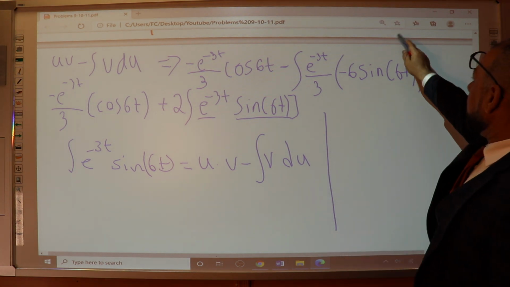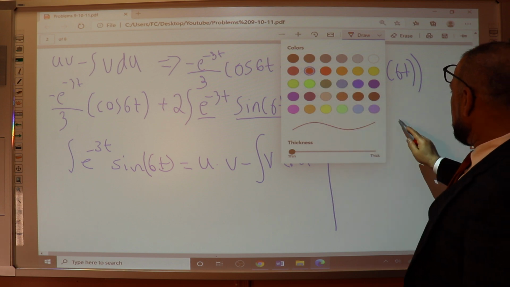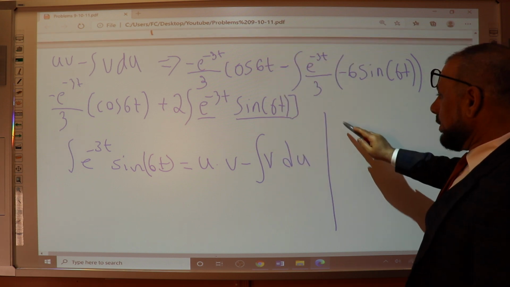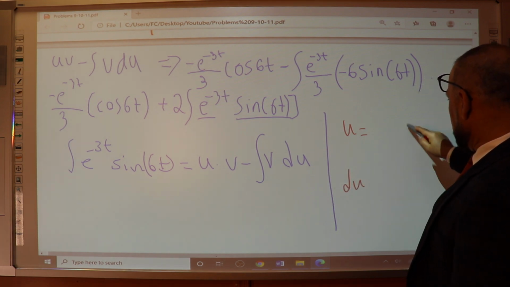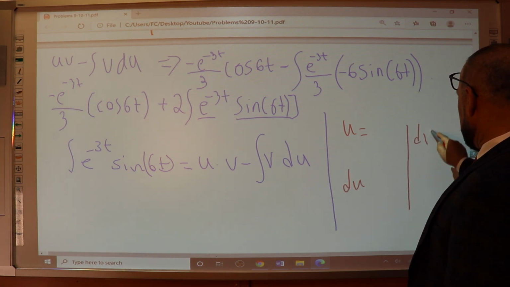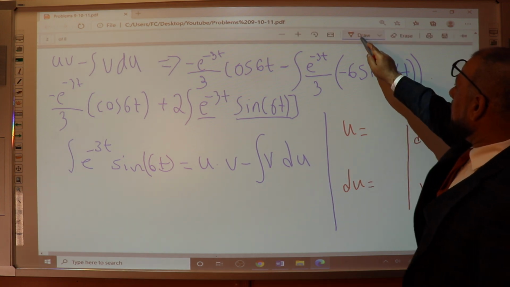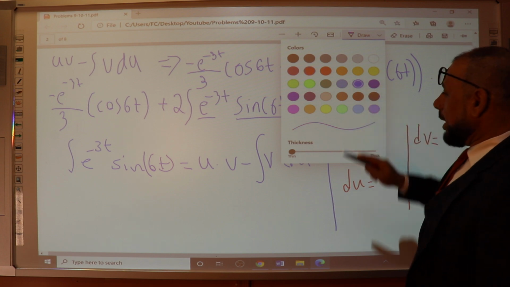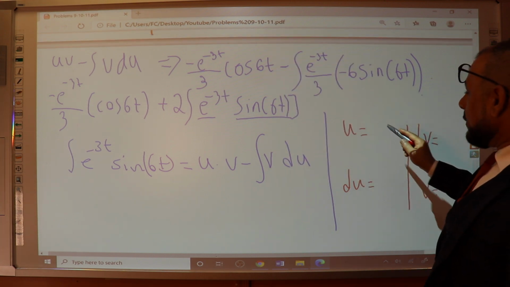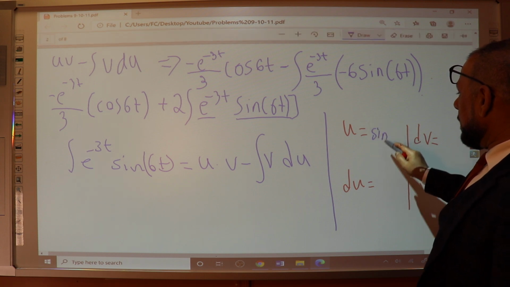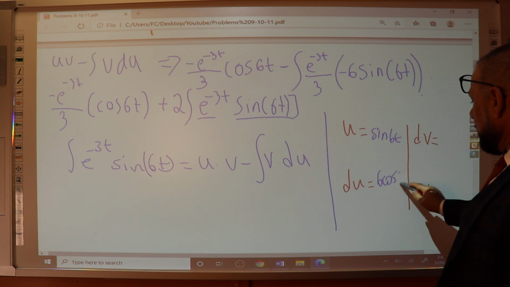On the side, u equal, and du, dv and v equal, right? Exactly the same. What was my u? The same. What was my u? It was the sine of 6t. Now du is 6 cosine 6t.